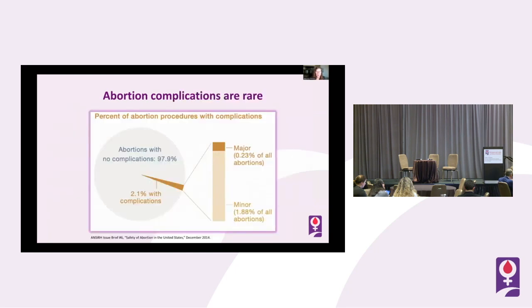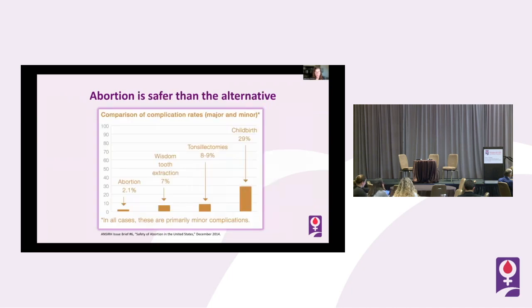Abortion in the U.S. has been very safe over the past few decades, including for people with bleeding disorders. Major complications occur in about 2 in 1,000 abortions, with overall complication rates of about 2%, mostly minor. The alternative to abortion, of course, is childbirth, which carries a 29% risk of complication. Abortion is safer than other common procedures such as wisdom tooth extraction and tonsillectomy, yet the public perception is still that abortion is very risky.